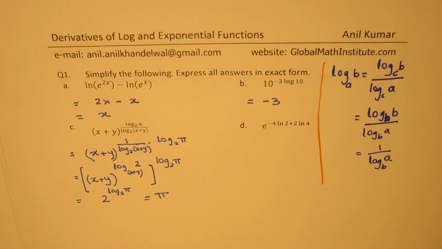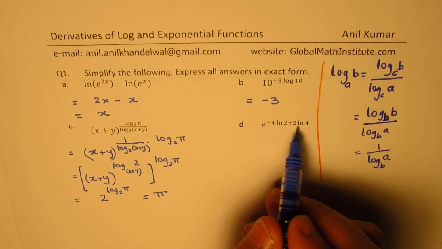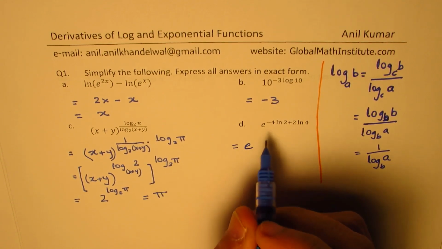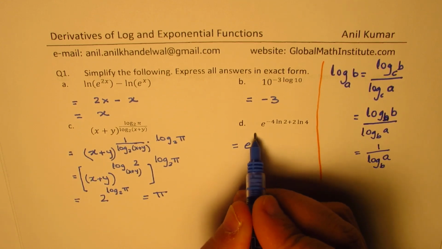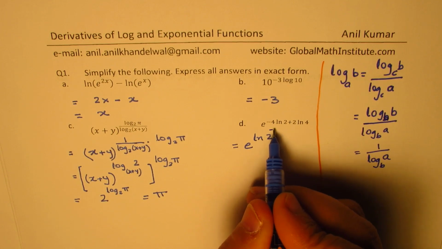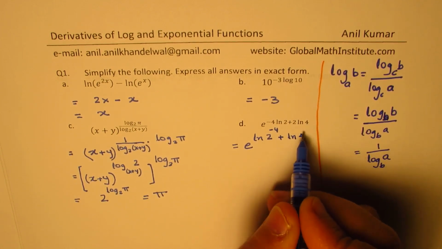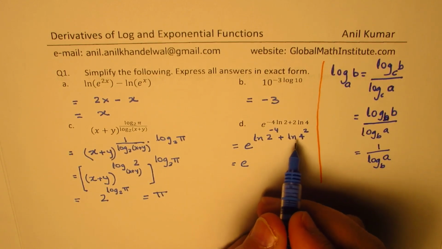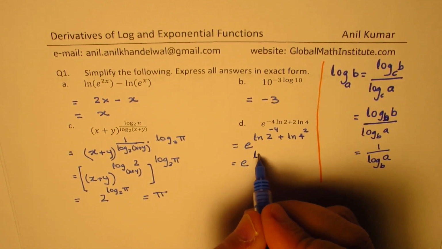Now we'll do part D, which is e to the power of minus 4 ln 2 plus 2 ln 4. So we'll apply the logarithmic rules here. So we could write this as ln 2 to the power of minus 4, plus ln 4 squared. Now we get e to the power of, and plus means we can multiply these. So it becomes ln.